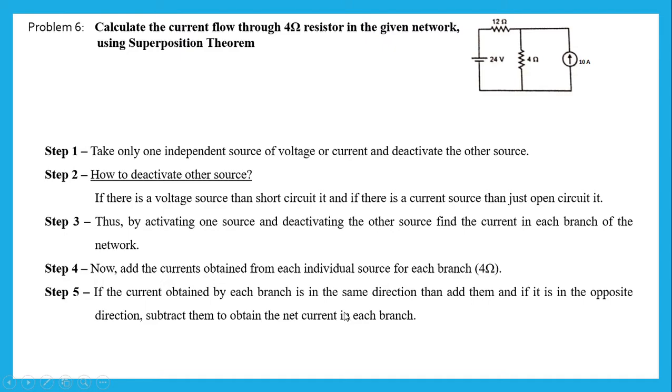Once again, in this problem, we are finding the current flow through 4 ohm resistor only. So we need to consider that branch only. Here step 4 and step 5 are common things.